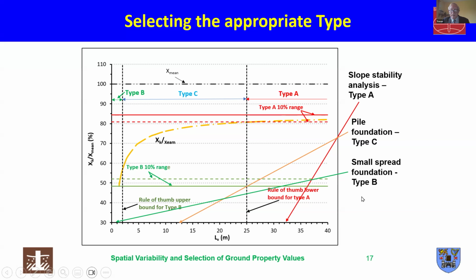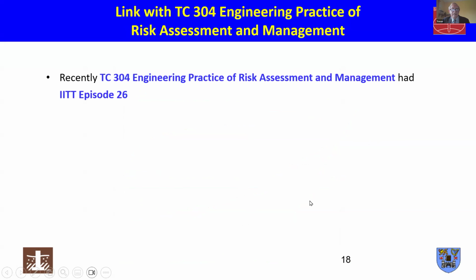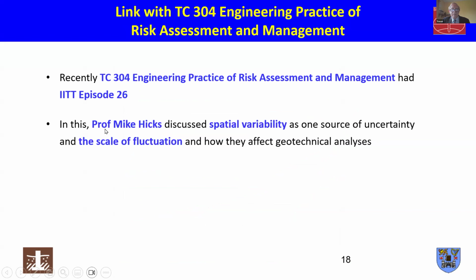So recently, TC304 Engineering Practice for Reliability and Management had an IITT episode 26. And in this, Professor Mike Hicks discussed spatial variability as one source of uncertainty, and we also discussed the scale of fluctuation and how they affect geotechnical analyses. And this talk is also now on the ISSMGE website.